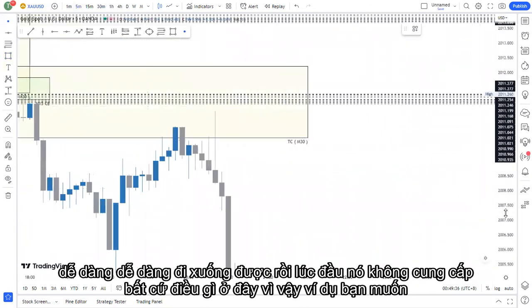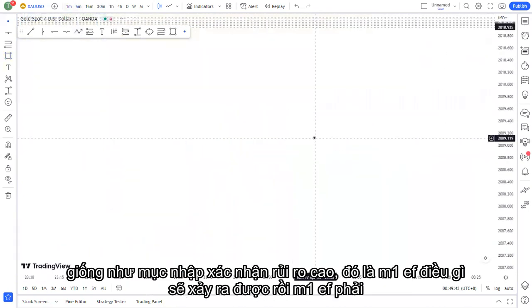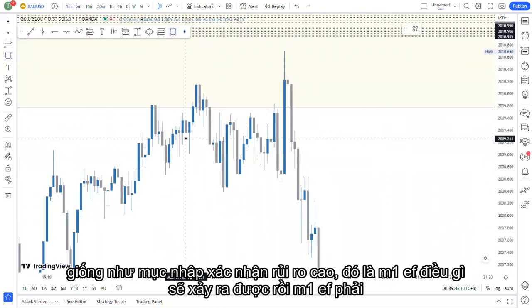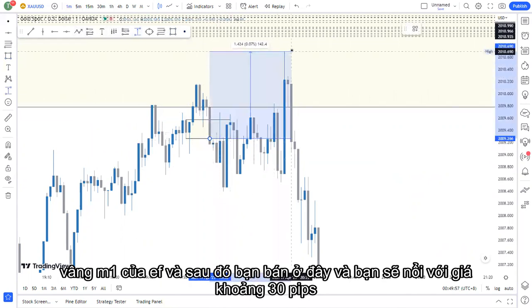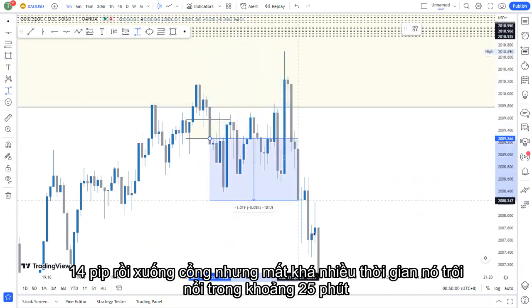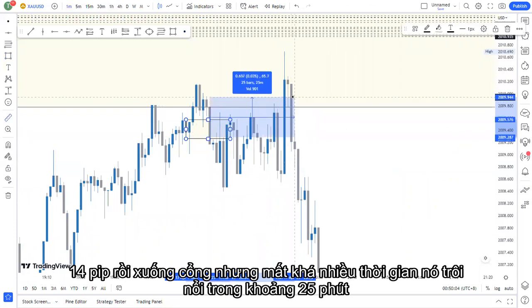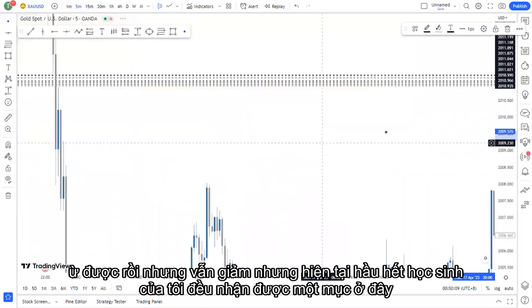It easily goes down. At first, it doesn't give anything here, right? So for an example, you want to go high risk confirmation entry, which is M1EF. What is going to happen? You sell here, and you are going to be floating for about 30 pips, 14 pips, and then go down again. But it takes quite a bit. It's floating for about 25 minutes, but still goes down.